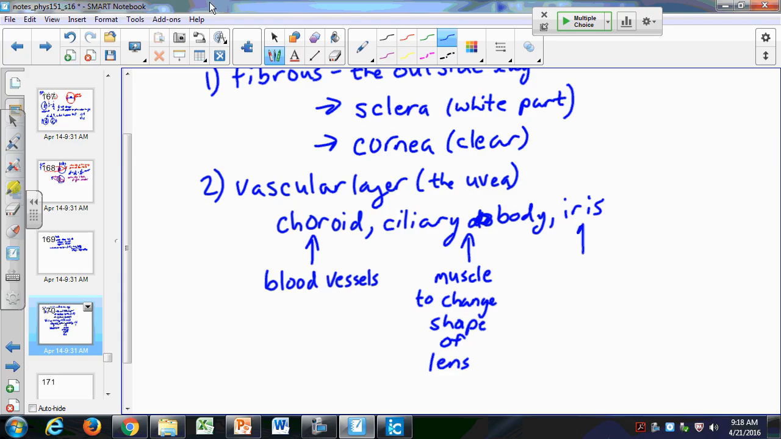And the iris, well, what does the iris do? I think this was on your quiz? Maybe it was, I forget. What does the iris do? It changes the size of your pupil. It's an aperture that changes the amount of light that goes into your eye.